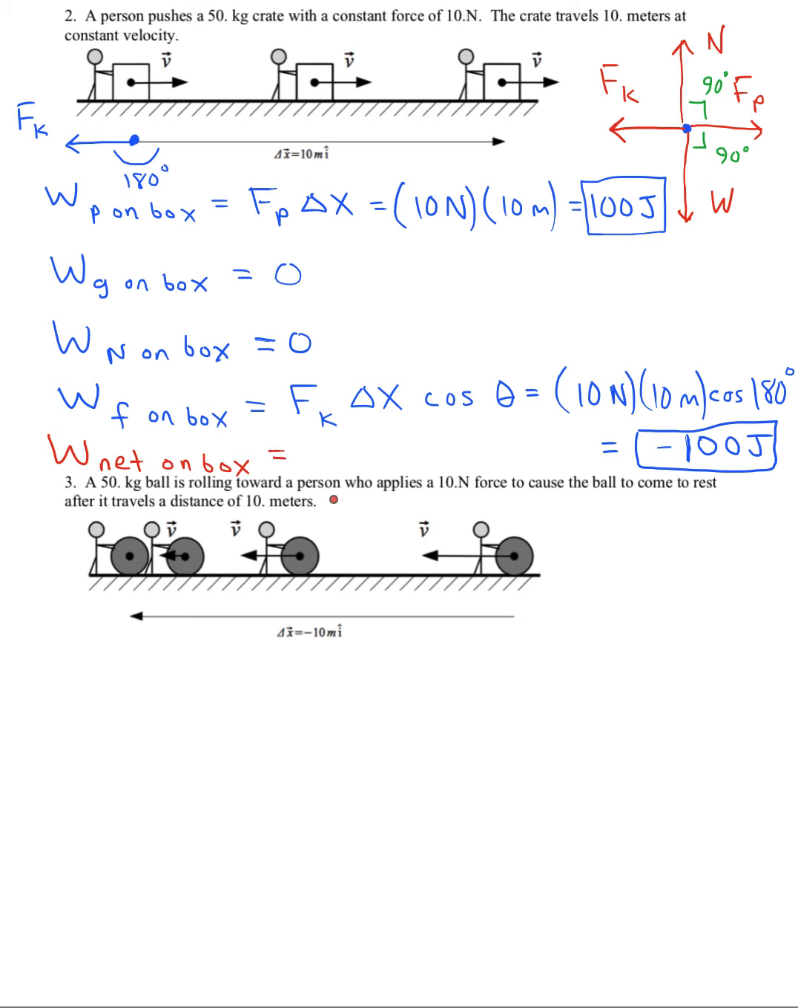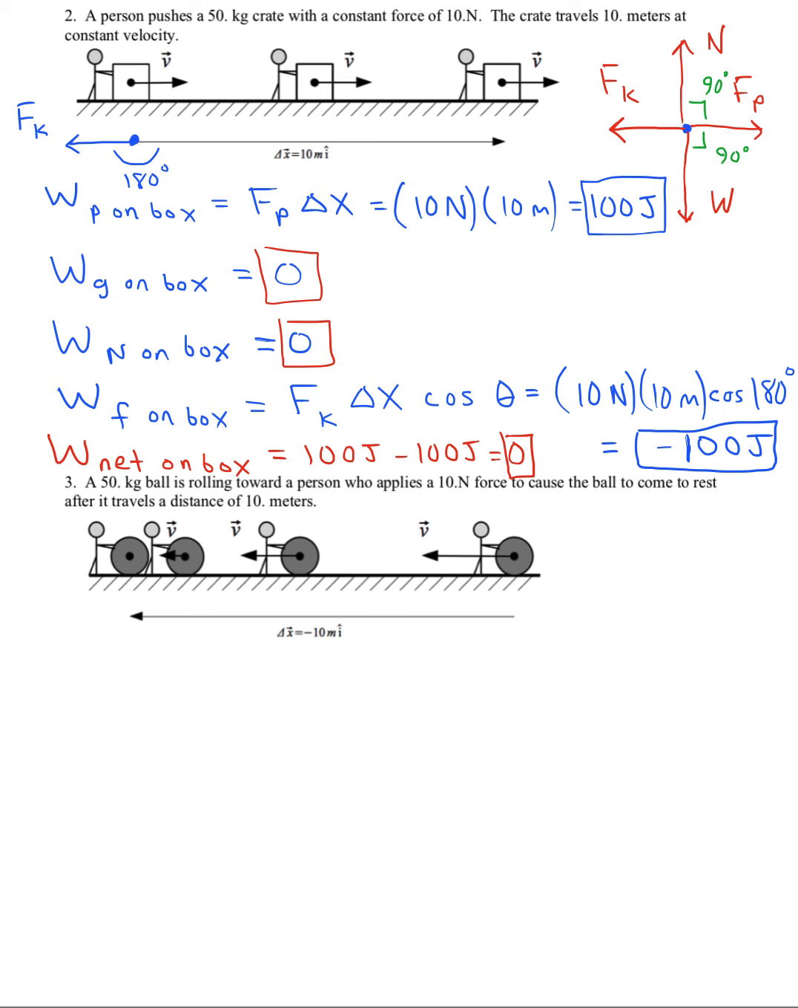To calculate it, we simply add up all the works that we found: 100 plus 0 plus 0 minus 100. The net work done on this box is actually 0. And so the idea is that the person puts energy into the system by applying their force on it. And at that same time, friction takes energy out of the system.